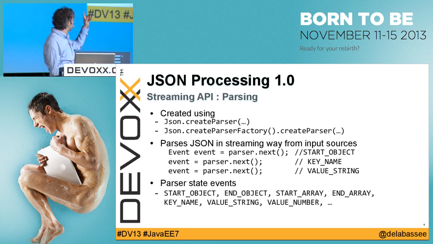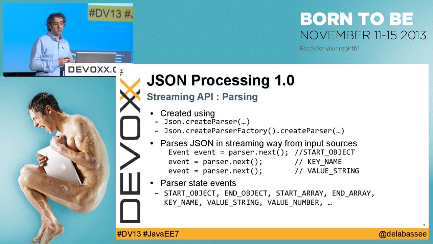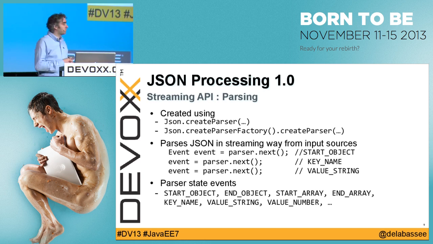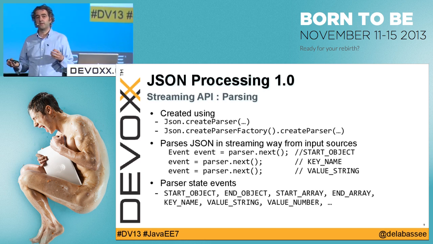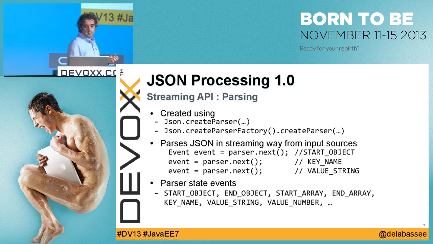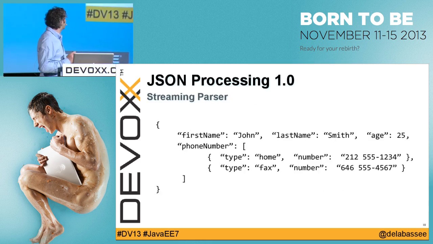We have an example there. I have my parser. So I first get my parser, then I just iterate over the events I get from my parser. At the bottom of the slide, you see the different types of events you can get. There are not a lot of events. I think there are less than 10 events. And yes, we should have them here.